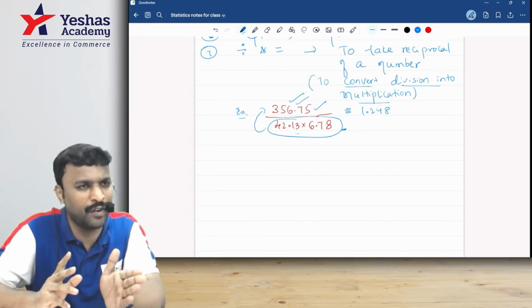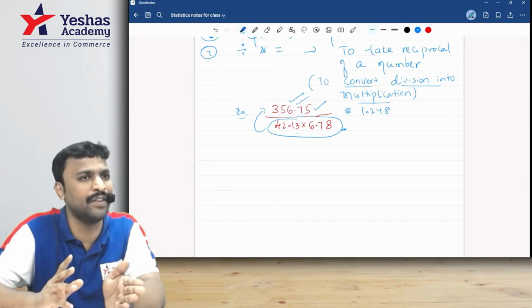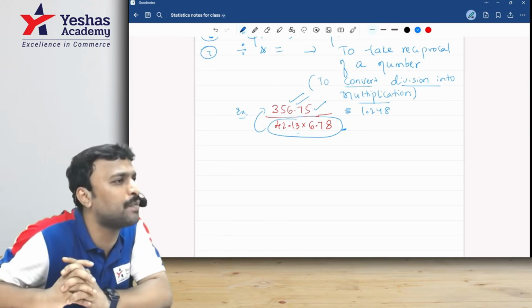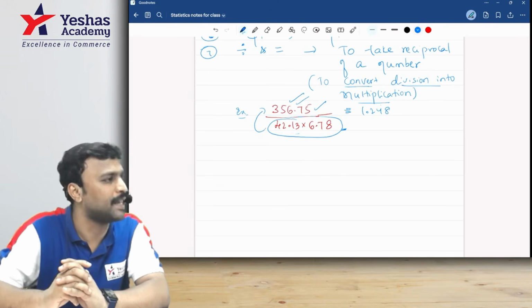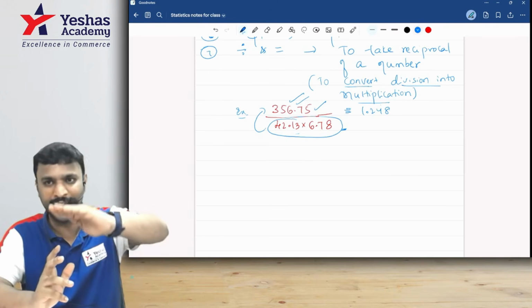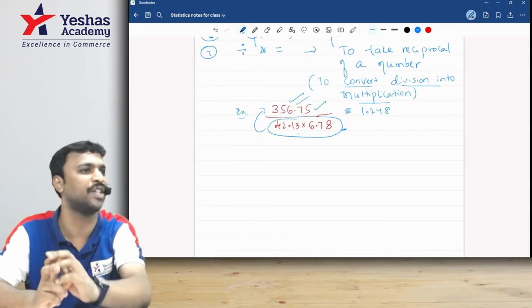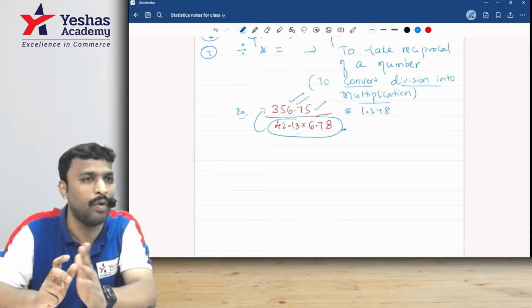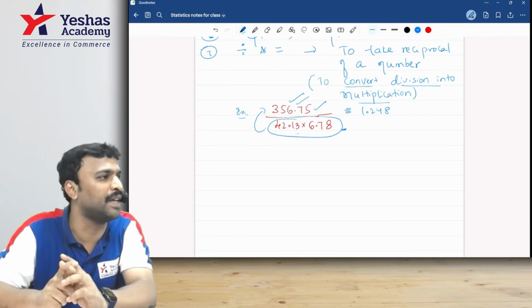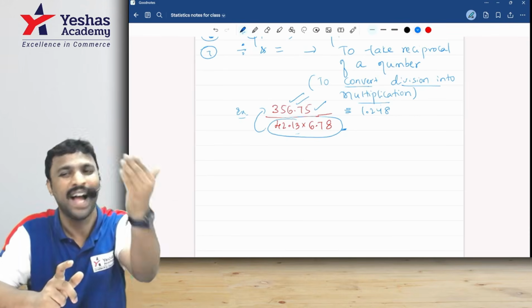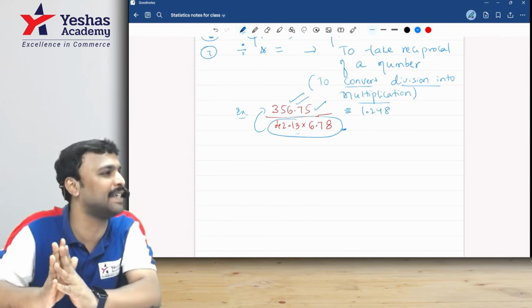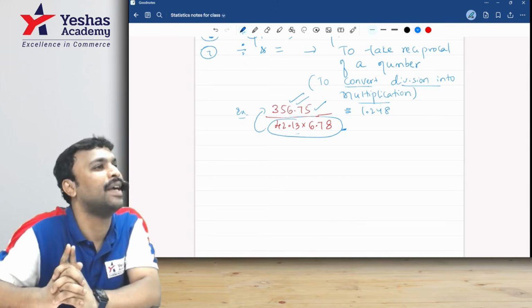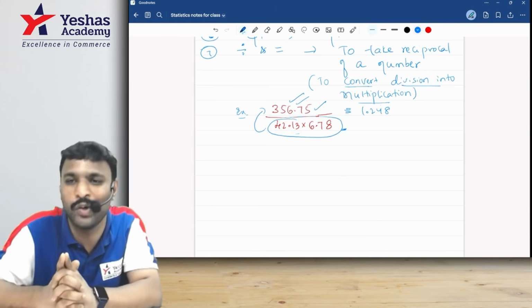Tell me. First of all, if you want to change the sign of a number, positive or negative, which button would you press? Plus or minus. If you want to convert division into multiplication, what would you press? Divide, equal. What do you mean by converting division into multiplication? You are taking its reciprocal and multiplying with the numerator. That is what it is. How do you convert division into multiplication? Divide, equal to. Have you understood?